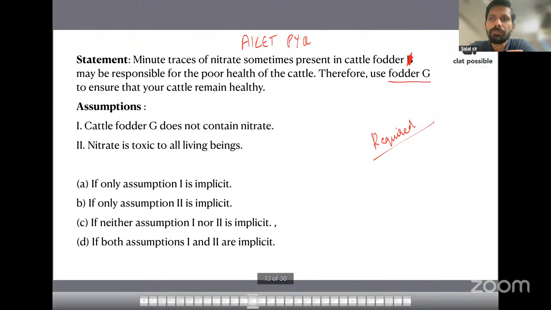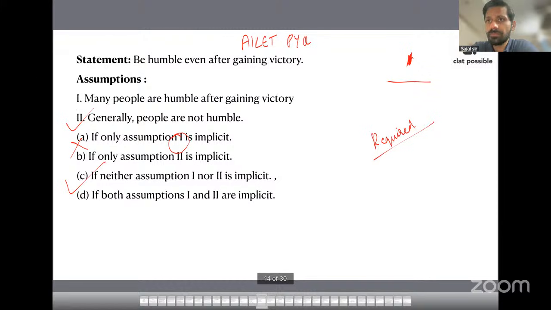Again, the basic assumption is that G does not contain nitrate, right? So one is an assumption. Nitrate is toxic to all living beings. That is not required, right? So again, an easy one. A is correct here. Let's go on to the next one. Let's do this one. It is again an AILET PYQ.